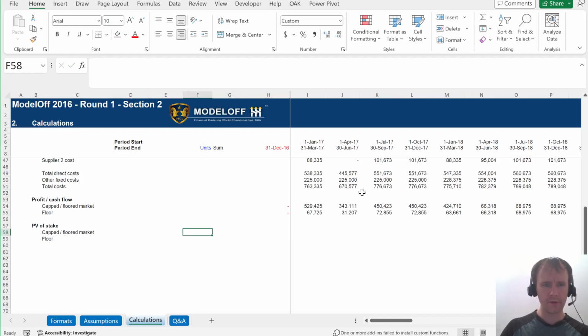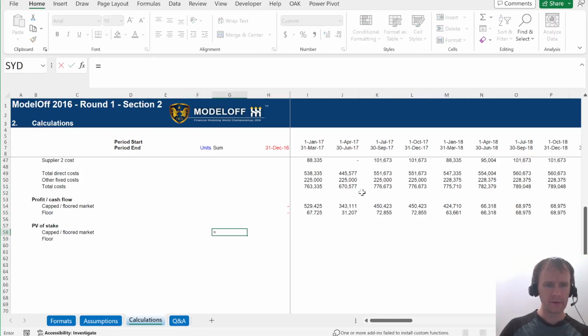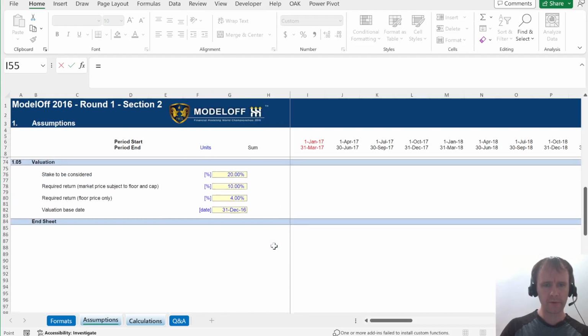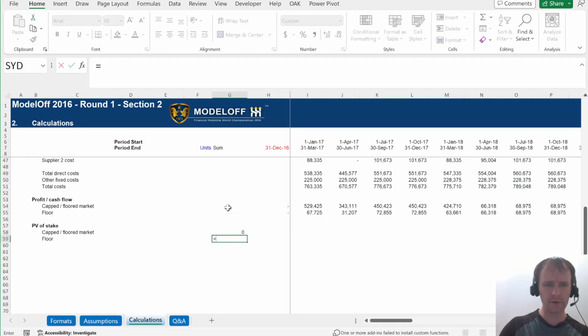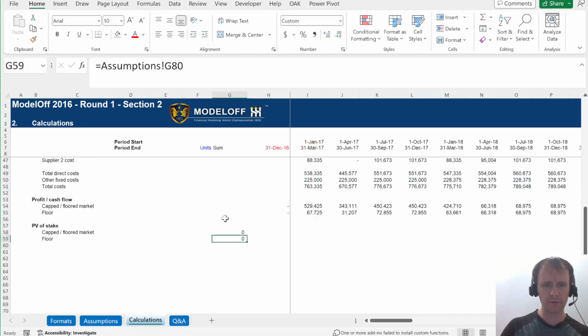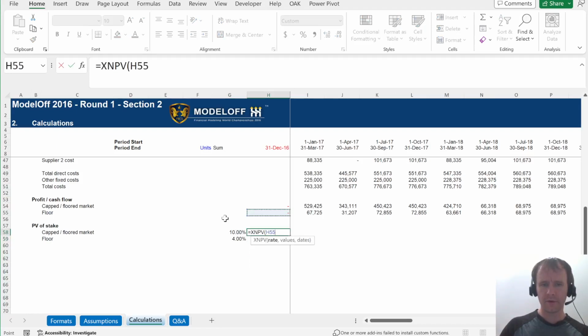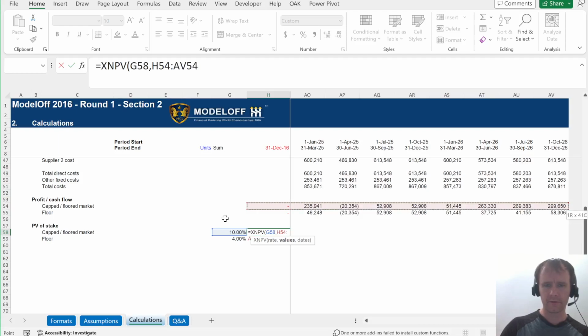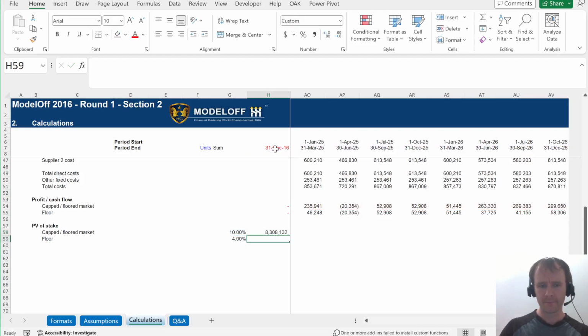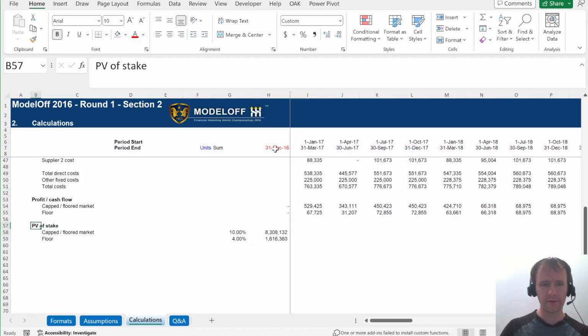Sorry, I've got to put in the rate. Let's put it here. The capped floored one, we want a 10% return, and if it's just floor, we're happy with a 4% return. All right, so then it's going to be XNPV of rate, values, and dates. Okay, now I think we're ready to start answering some questions. Hopefully we'll get them right.